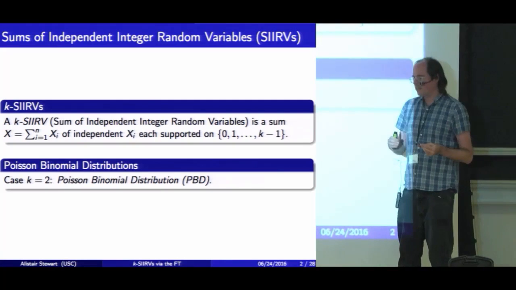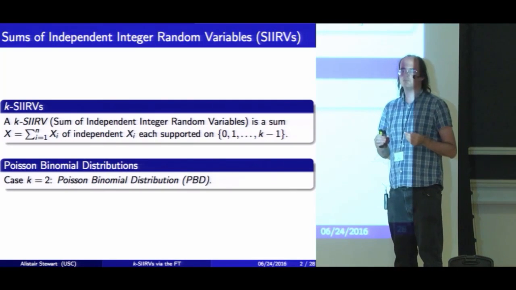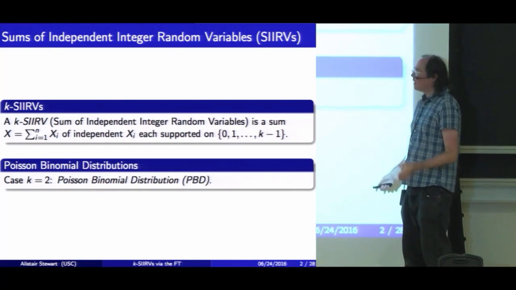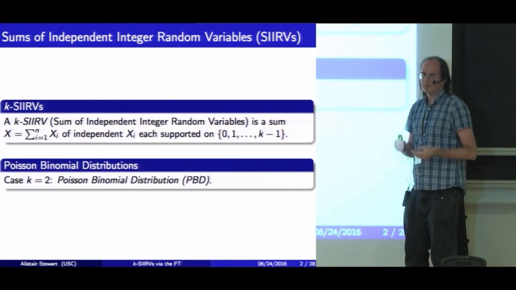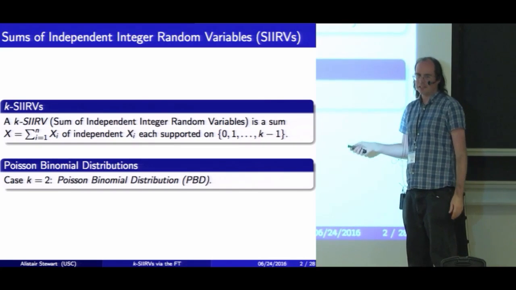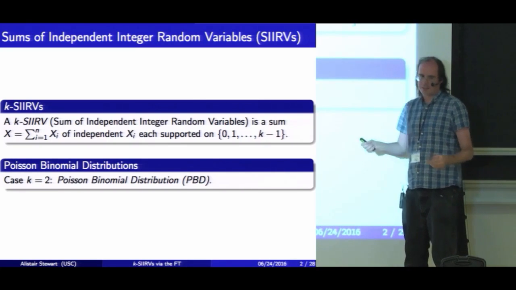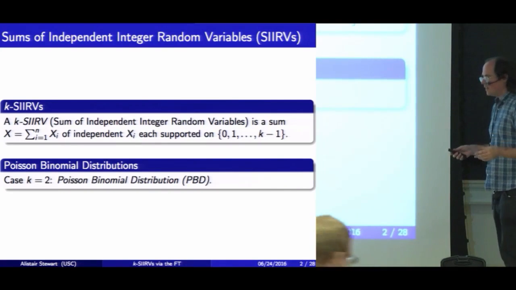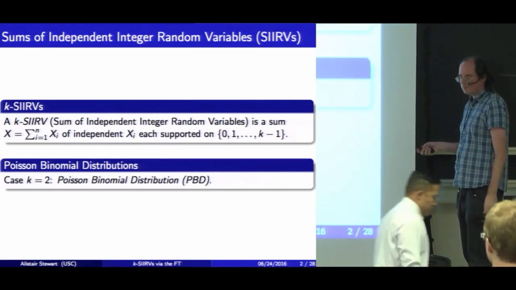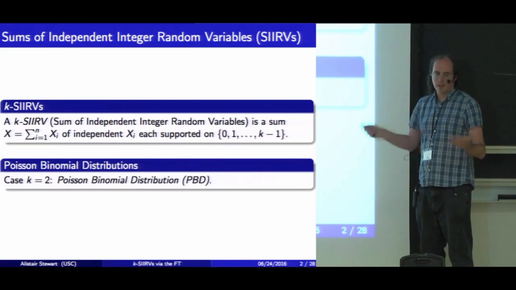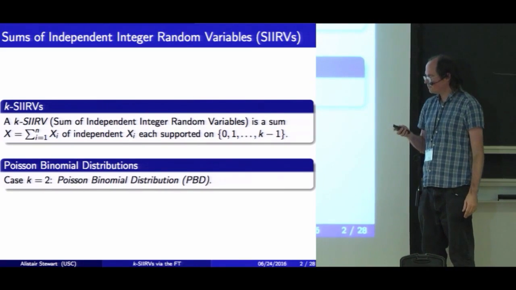A K-SIIRV is a sum of independent, but not necessarily identical, distributions supported on the integers between 0 and k minus 1. A special case, k equal to 2, when the summands are Bernoullis, is known as a Poisson binomial distribution. These have been extensively studied.